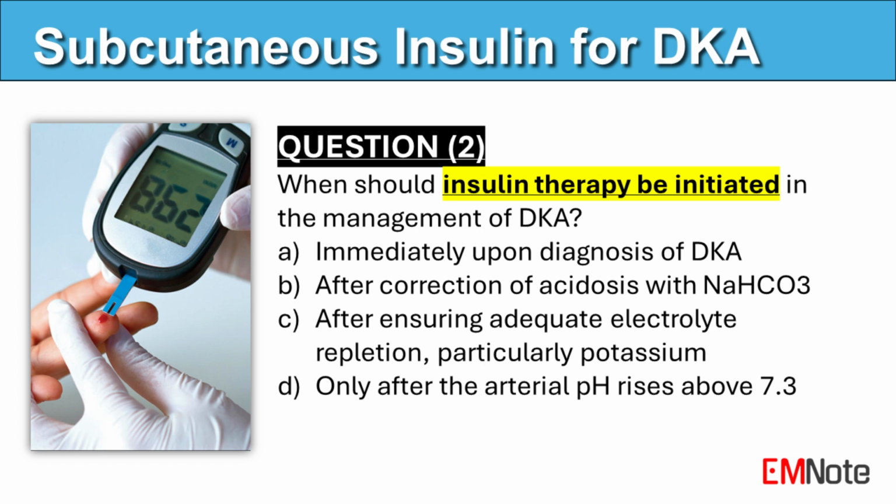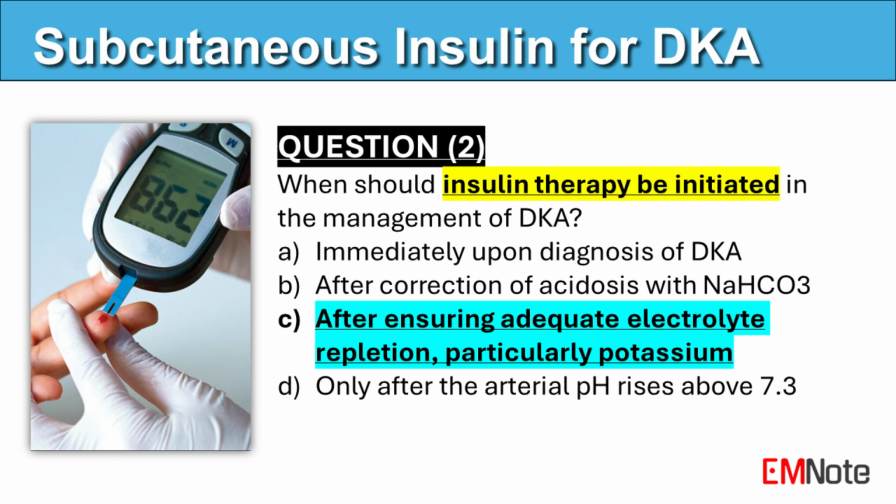Question 2. When should insulin therapy be initiated in the management of DKA? The correct answer is C. Aggressive correction of electrolyte imbalances, particularly potassium, is necessary before initiating insulin therapy to prevent arrhythmias and other complications.